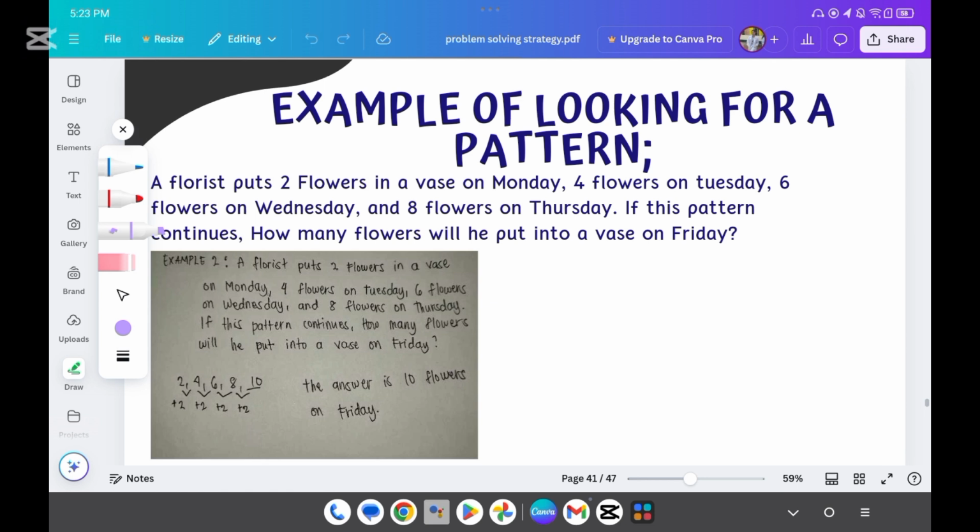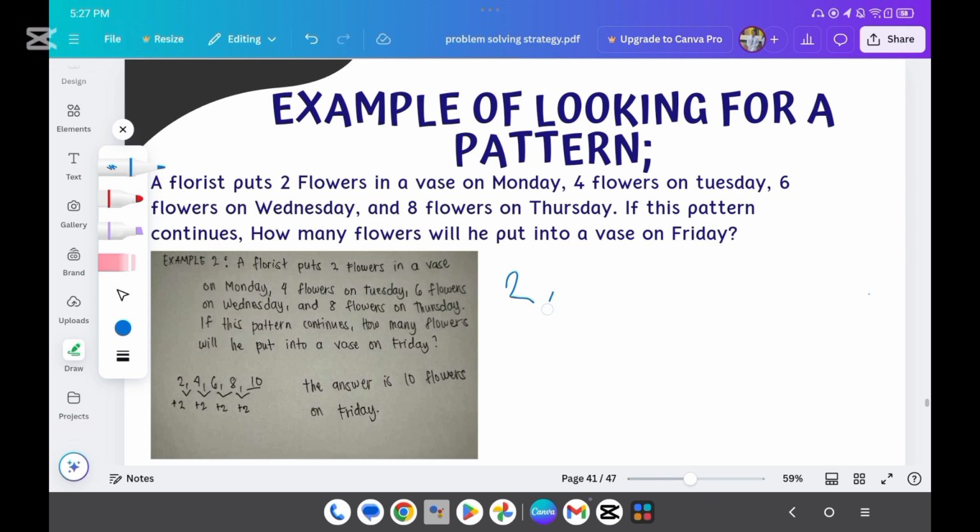A florist puts 2 flowers in a vase on Monday, 4 flowers on Tuesday, 6 flowers on Wednesday, and 8 flowers on Thursday. If this pattern continues, how many flowers will he put into a vase on Friday? Now, let's find the pattern. So here's the pattern so far.